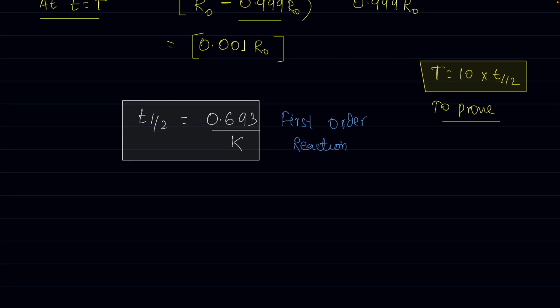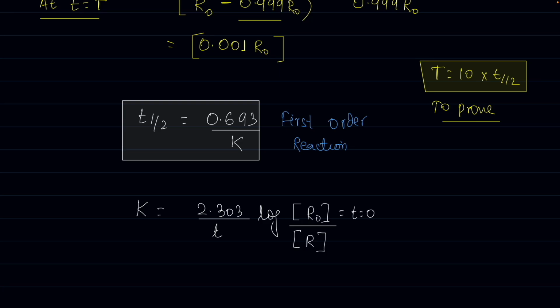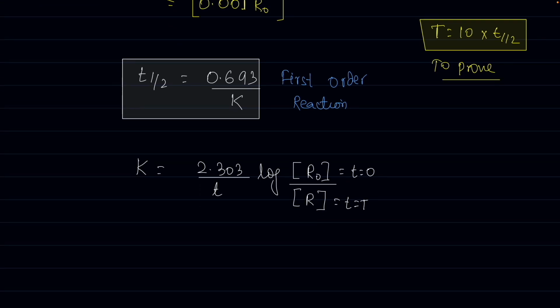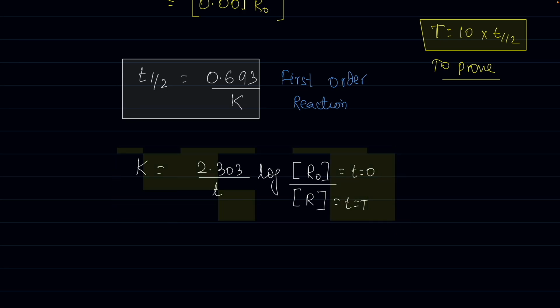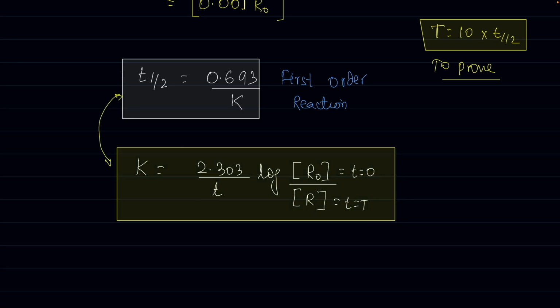And what is another formula to find the rate constant for the first order? K is equal to 2.303 divided by time, log R naught divided by R. This is applied when the time is equal to 0 and R is the concentration at time T. So we are going to relate these two relations. How can we relate them? If we get the value of K and substitute it here, we can find the relation between half-life and the time taken.